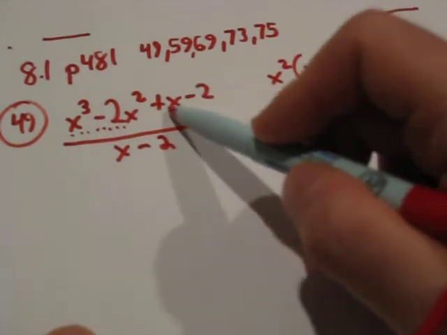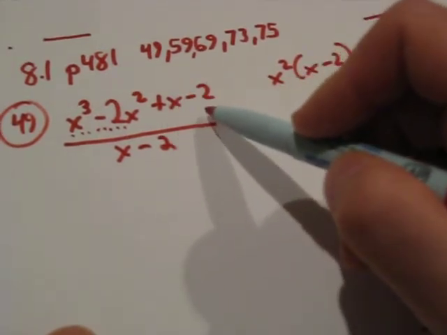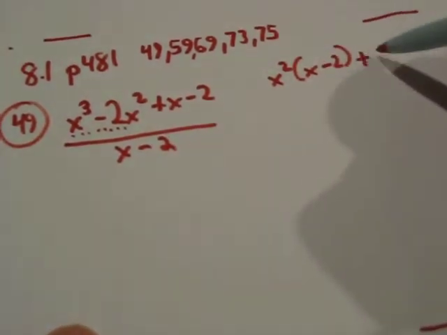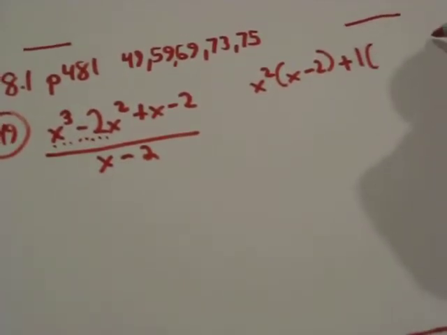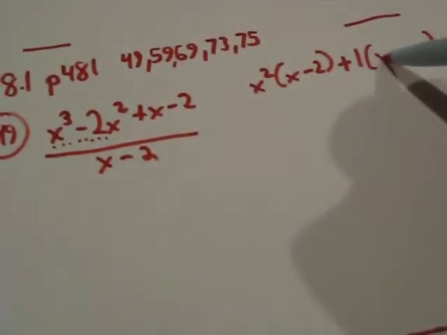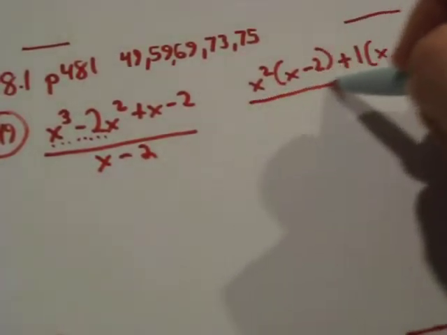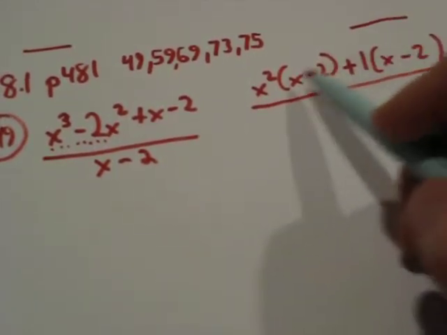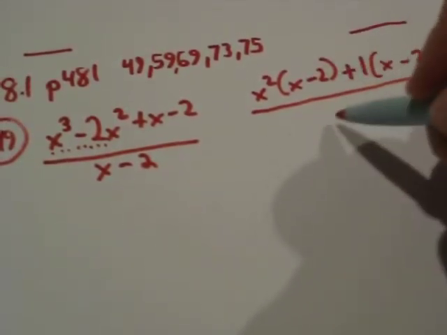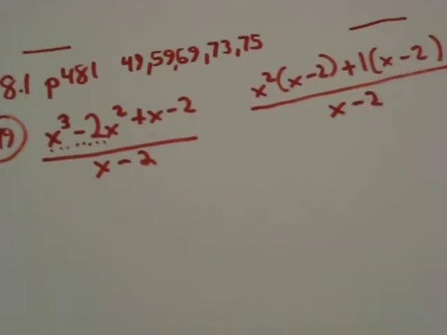Now you might be saying, well, there's nothing we can factor out of the next 2 terms, but we can factor out a 1. And that 1 will factor out and keep this the same as x minus 2. And that is the key in factoring 4 terms, is that you want to have 2 parentheses look exactly the same. Your denominator will not change at all.